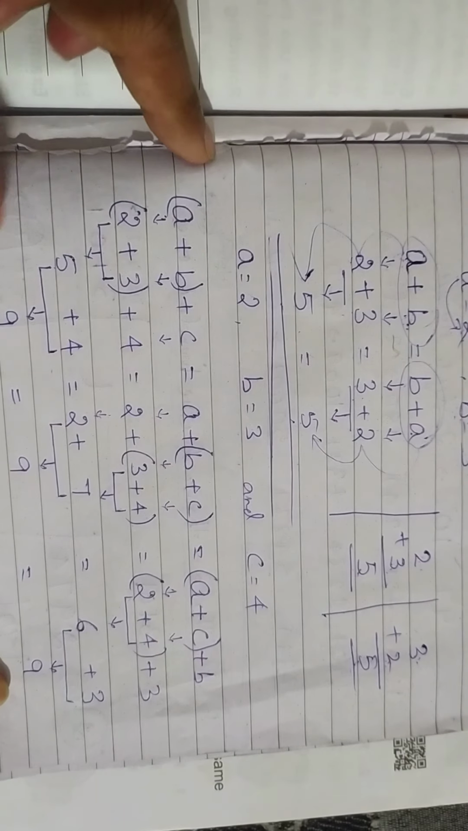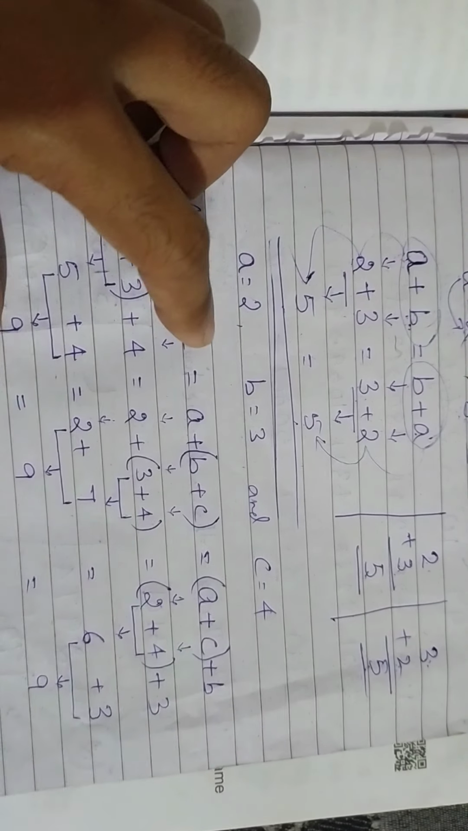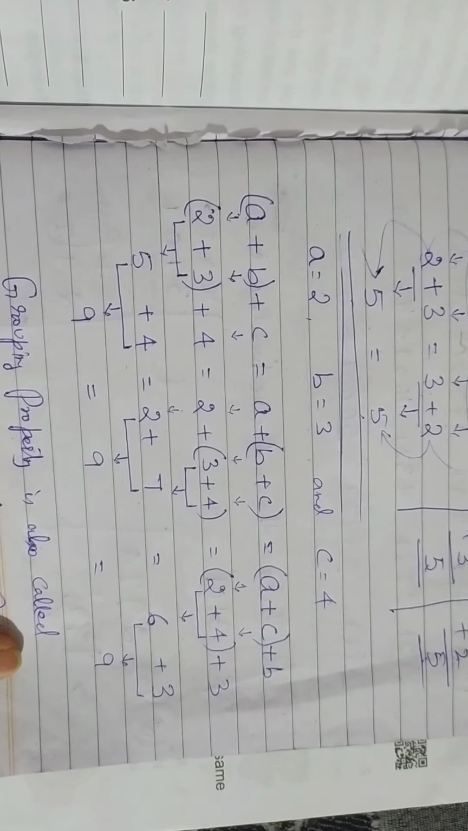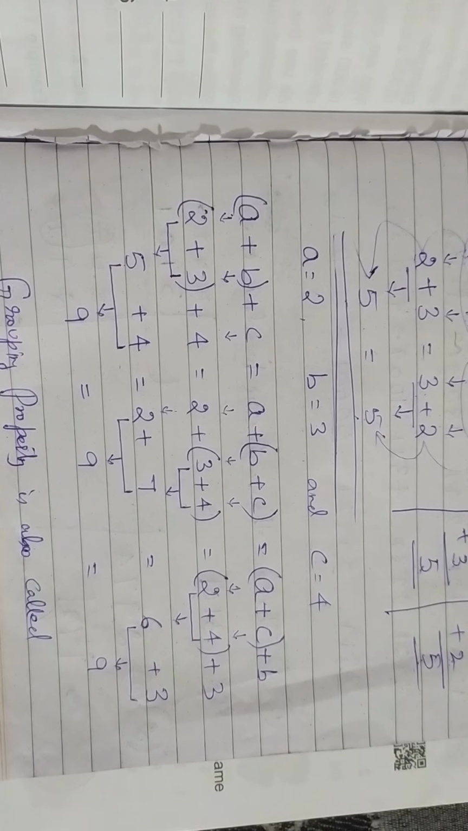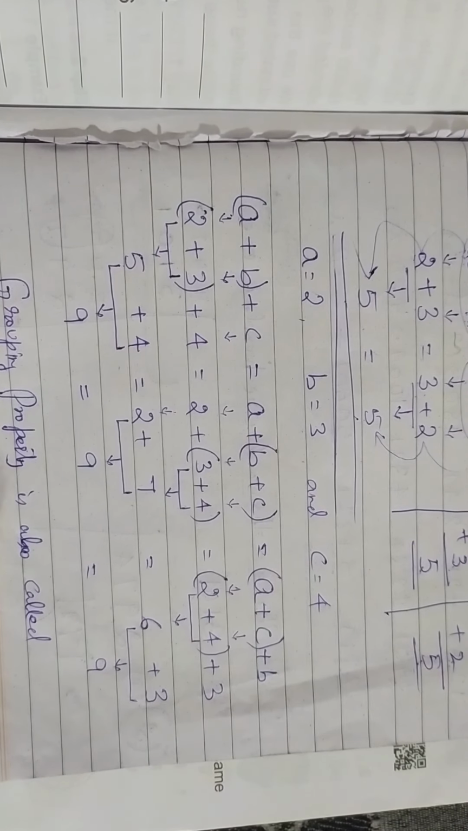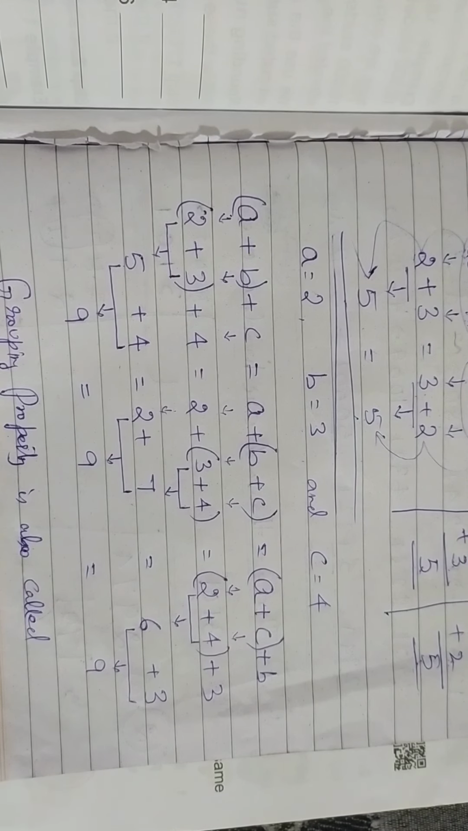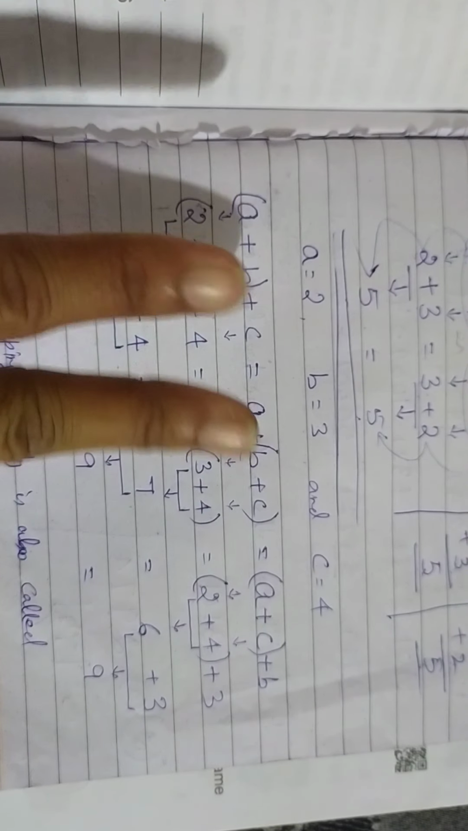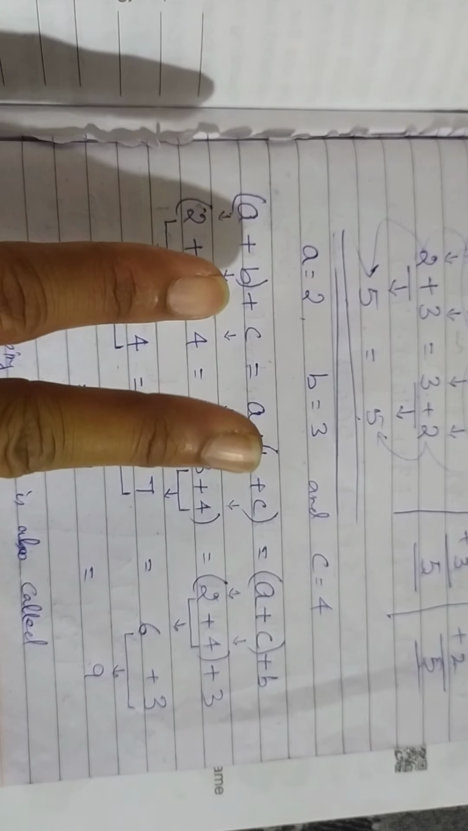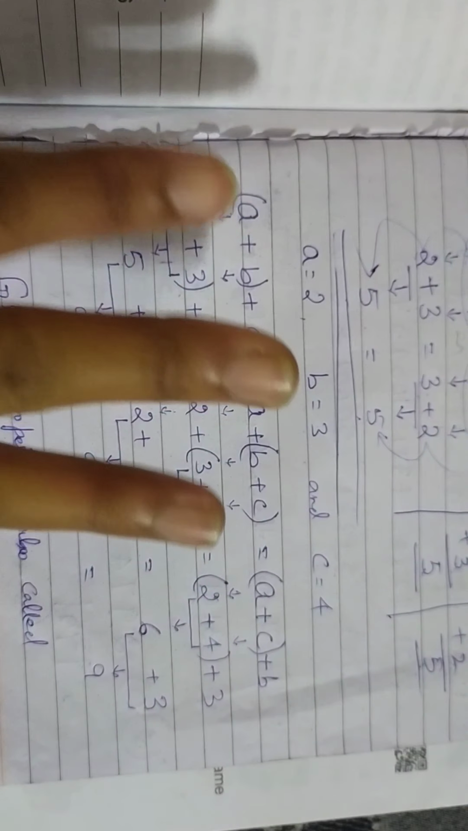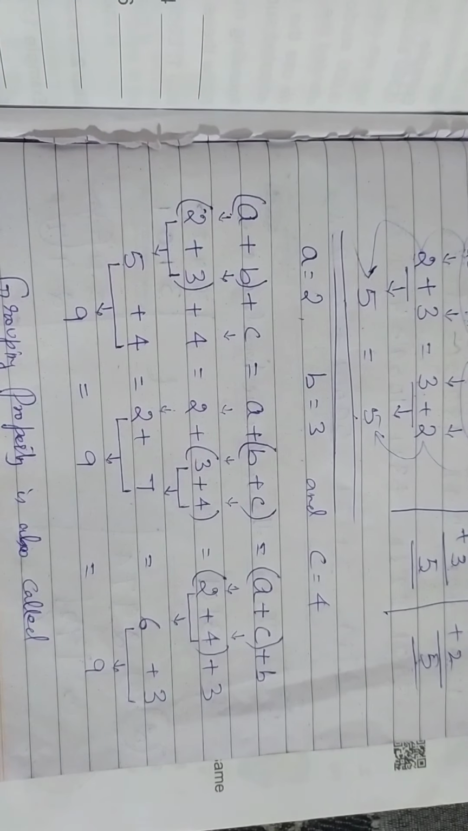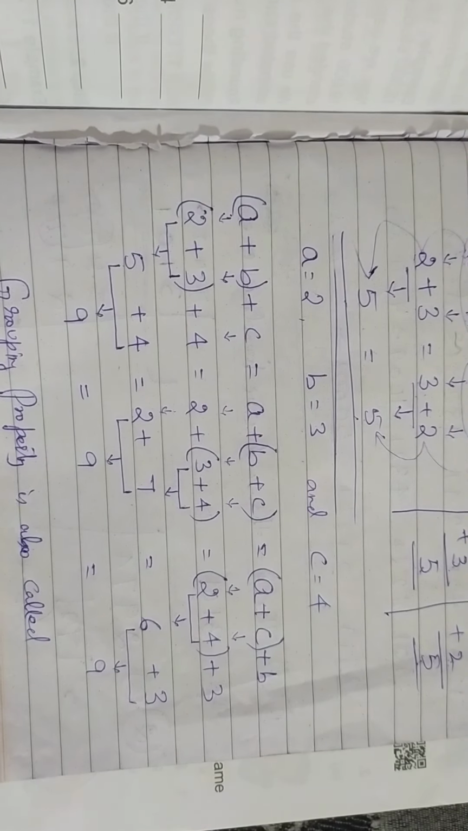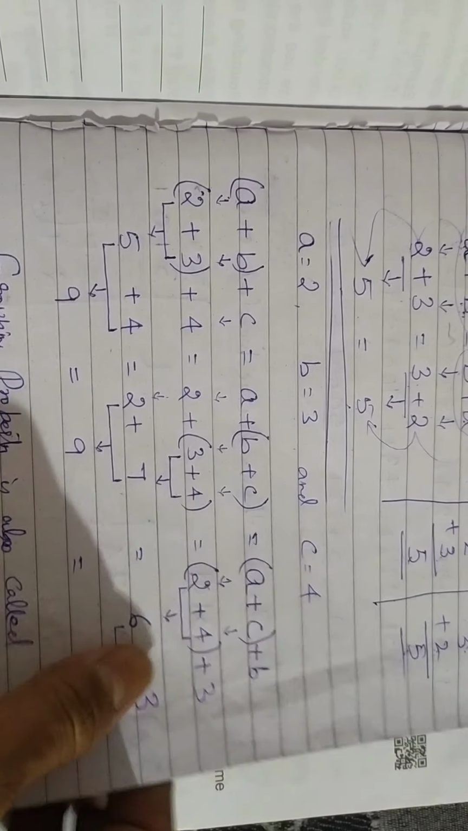So what is the grouping property? This grouping property is also called associative property, or you can say associative property is also called grouping property. Students, just make it clear: when it is commutative property, you have only two letters or two numbers. When you have three letters or three numbers, you can frame associative property, which is also called grouping property.